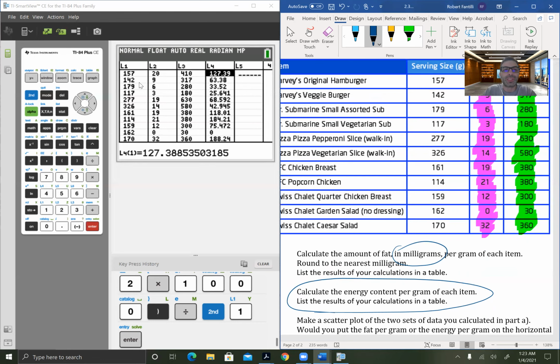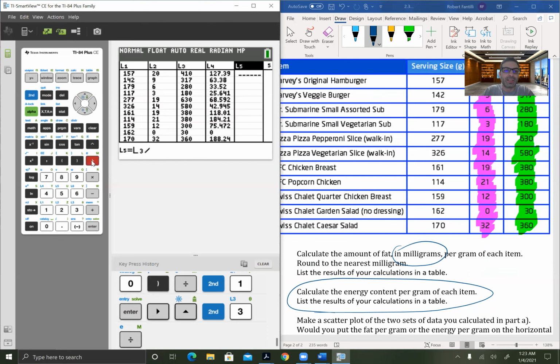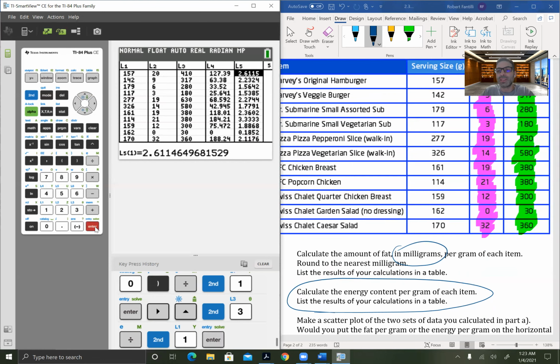Put your cursor at the top of L5, make sure you're on the actual title, L5, and we're going to make it do list 3 divided by list 1. How do you do that? Second function of number 3 will be list 3, and then divided by second function of number 1. So list 3 divided by list 1. Enter. And there you go. It automatically calculated the energy content per gram of each item. That's all done for us.